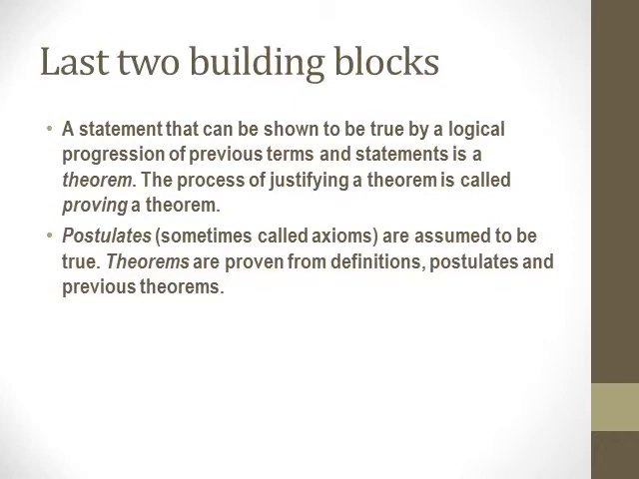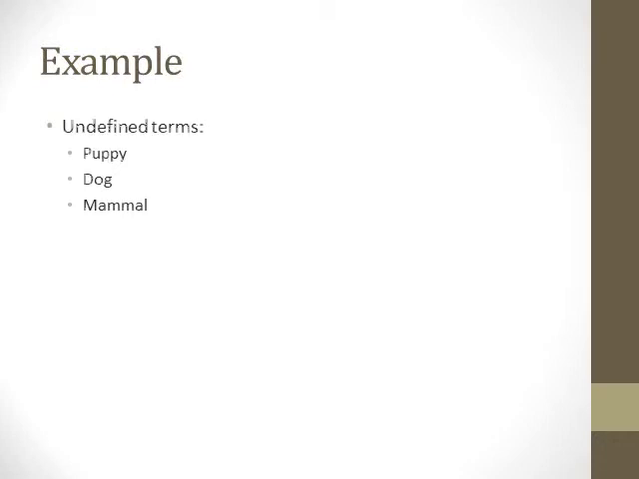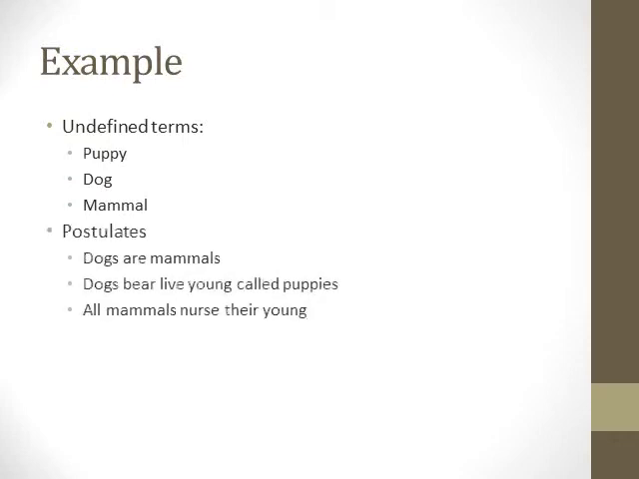We're going to do an example of how we can relate all of these ideas put together in one skeleton. If I said to you, here are three undefined terms: puppy, dog, and mammal. Now I know that they can be defined, but for the sake of argument, we're going to make a logical argument and say these are undefined terms. Some postulates might be: dogs are mammals, dogs bear live young called puppies, and all mammals nurse their young.